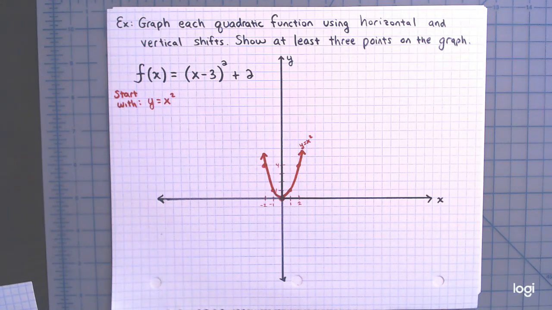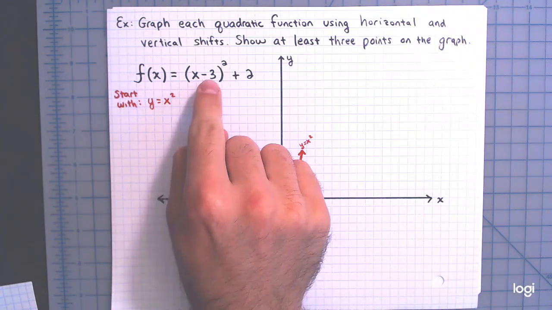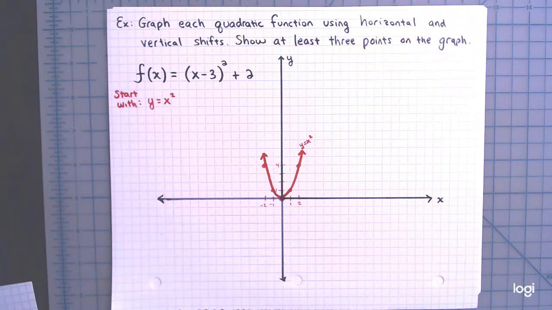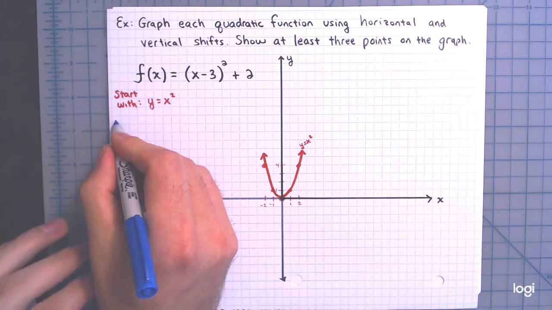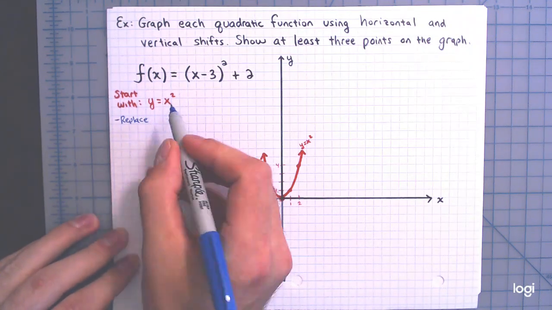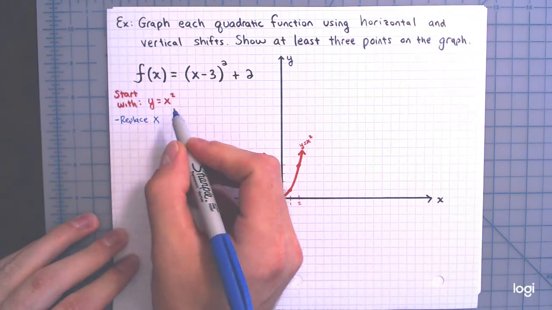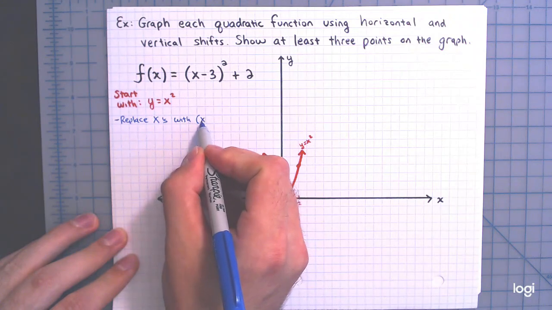So suppose I would like to have, instead of x squared, I'd like this x minus 3 squared. So how would that be done? How would the rule be changed? Well, that would be by, say I would replace all the x's in this rule. Replace the x's with the quantity x minus 3.